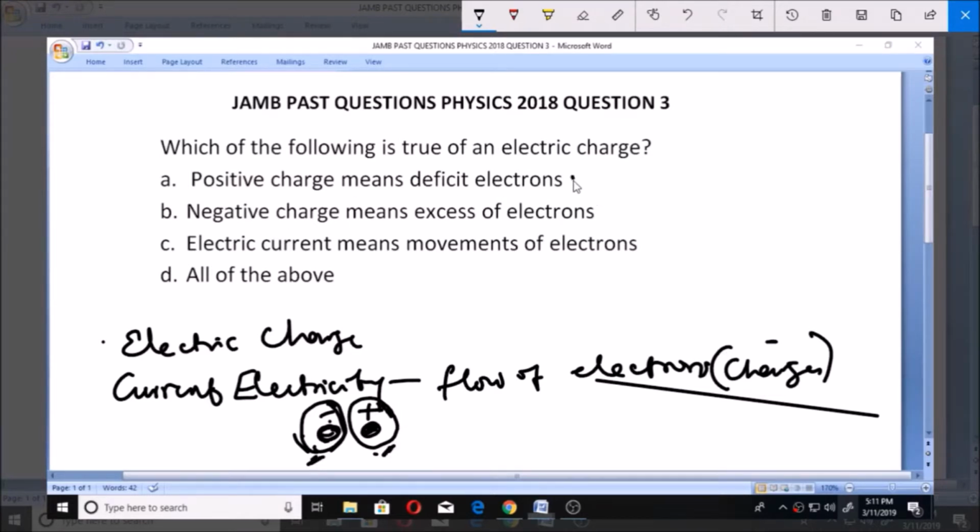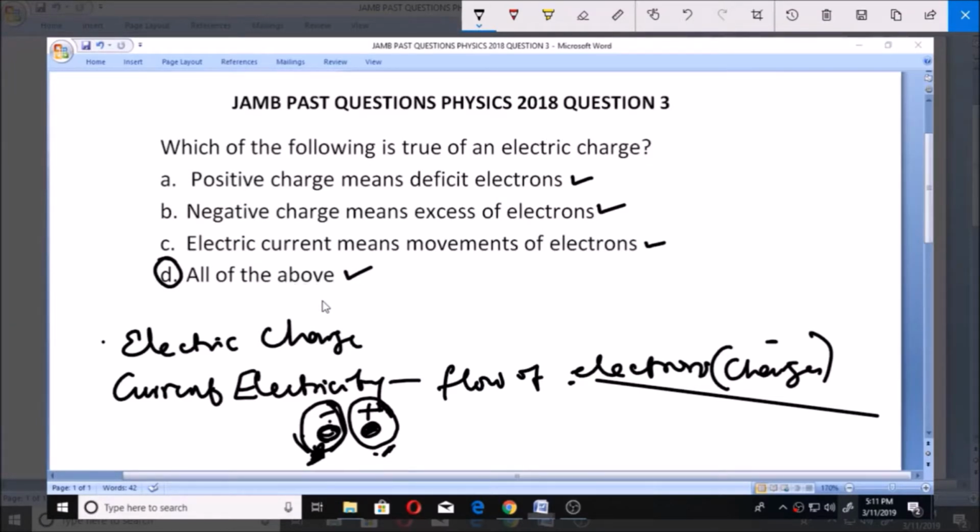Then negative charge means excess electron. Of course, that is true. When there is plenty of these electrons that are negative, then it has to be negative charge overall. So this is true. Now electric current is the movement of electrons. From this other definition, this is true. So all of the above should be the general answer that is true. So that makes the answer to the question.